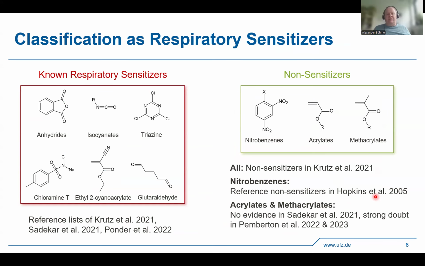How did we test our new assay? We selected known respiratory sensitizers from reference lists in the literature. In addition to that, we also selected respiratory non-sensitizers. These were compounds that were, for example, classified as respiratory non-sensitizers in one of the reference lists, but also by other reviews in the literature. Based on this little data set, we analyzed the performance of our assay.